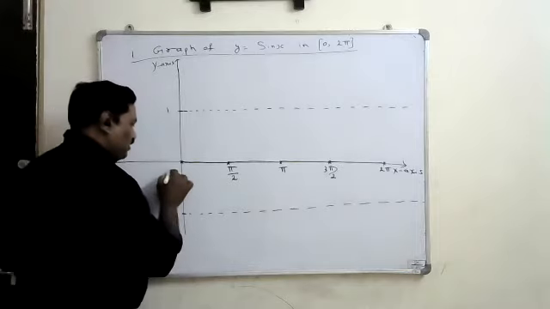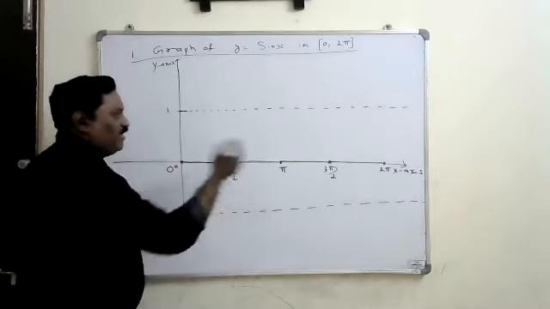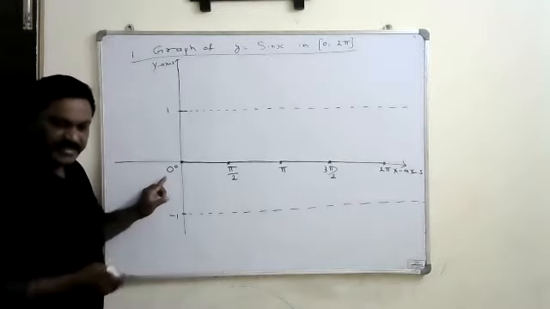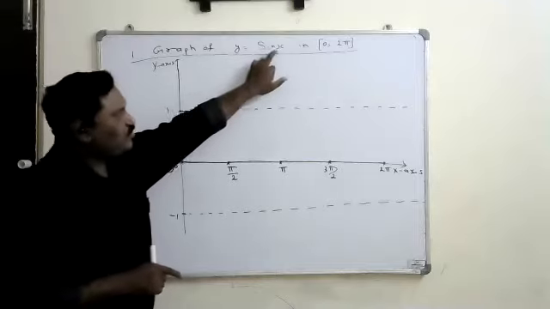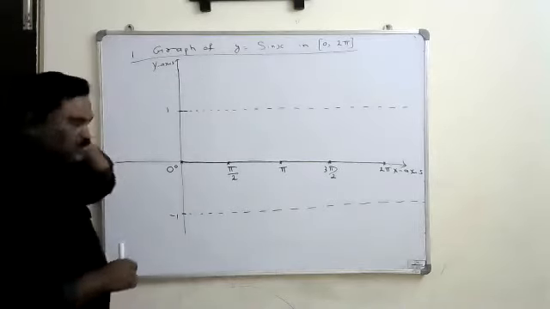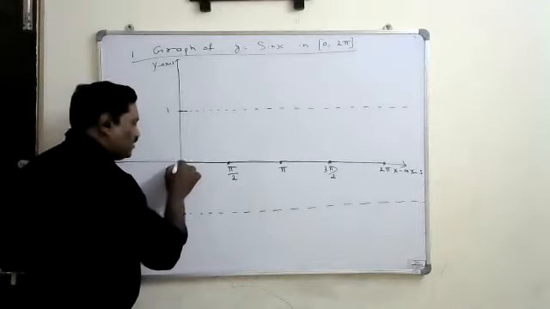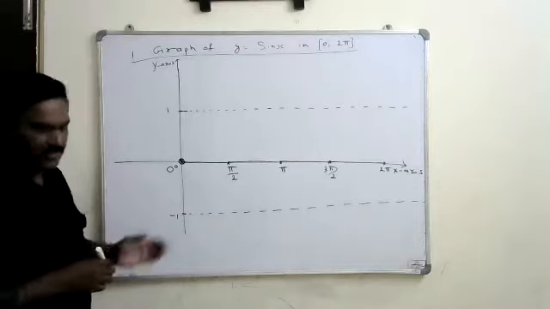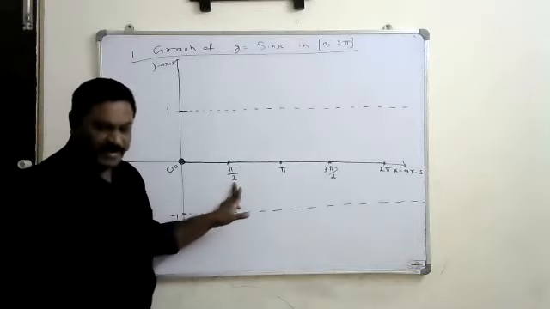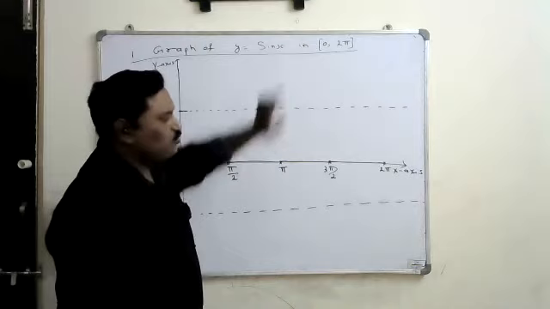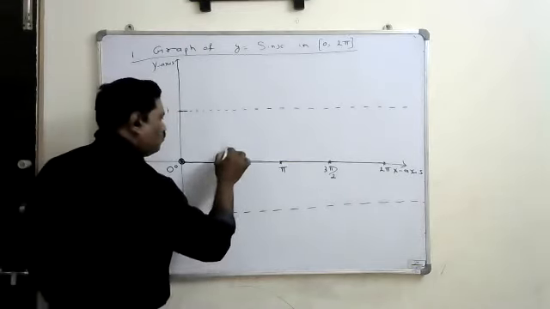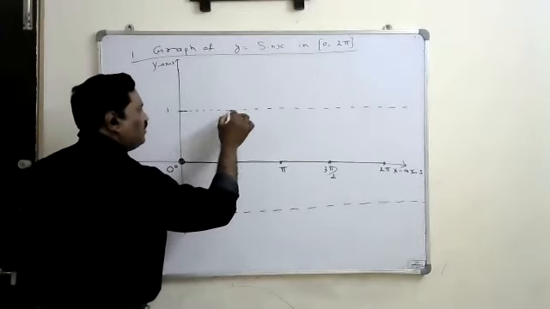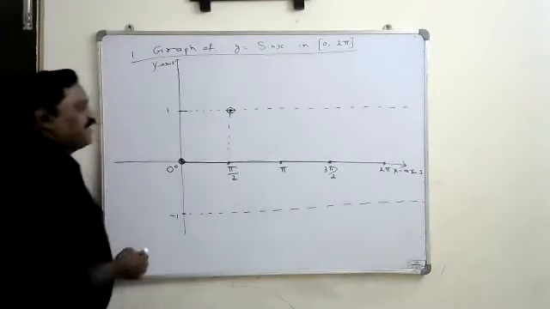Okay, so first start from 0. X is equal to 0. What is sin 0? 0. Y also 0. This is the first point, where x is 0, y is equal to 0. And x is 90 degrees, pi by 2. What is sin pi by 2, sin 90? 1. So this is the x is equal to pi by 2 line and this is the y is equal to 1 line. These are going to meet at this point. This is the second point of it.